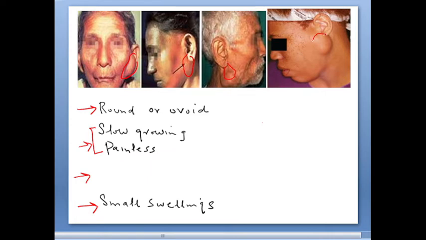Number two, the swellings are near or below the earlobes. Number three, the swellings are round or ovoid. Number four, they are slow growing and painless, going by the history of the patient. Number five, they are mostly adults and they are males. And number six, these swellings are quite small.